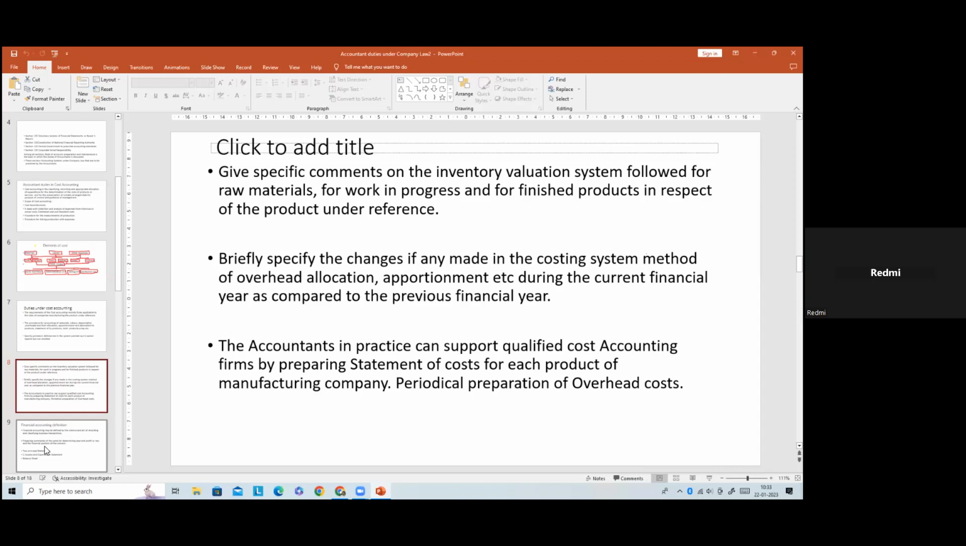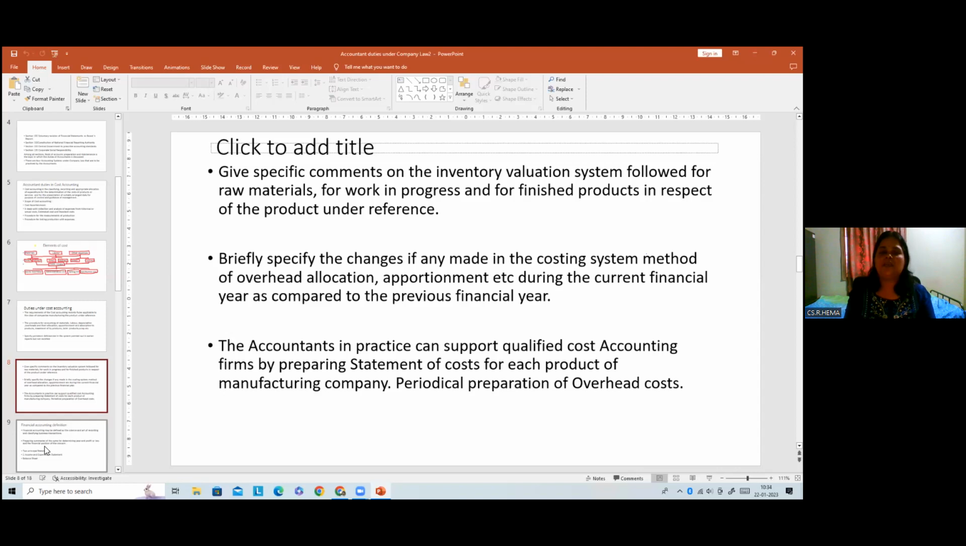Briefly specifying the changes, if any, made in the costing system methods of overhead allocation and apportionment during the current financial year as compared to the previous financial year. In the current financial year, we need a certain amount of raw materials, labor, and other expenses. For the next year, it should be appreciated that we can give advice: this much overhead is required, this much expenses, this much raw material. Just for example, 10% ahead is required for manufacturing the same product in the next year.